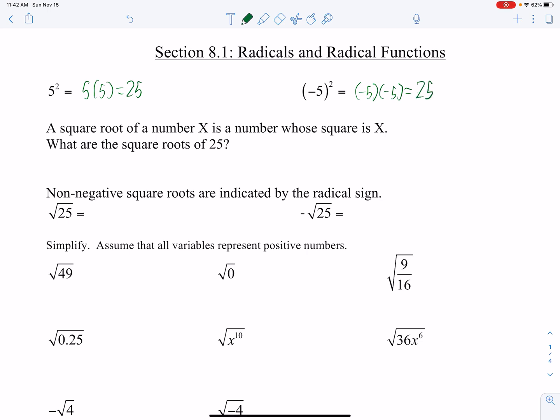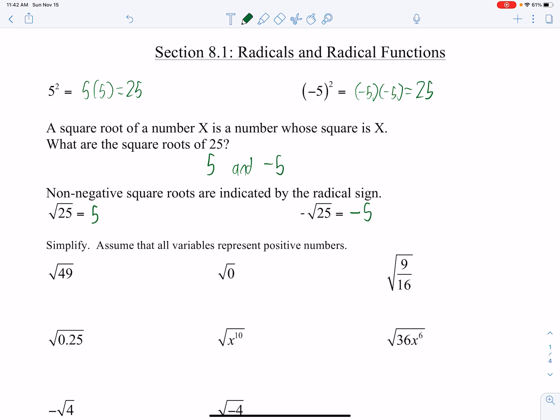So when we have this question that says, what are the square roots of 25? There's actually 2 numbers that you could multiply by themselves to get 25, which would be 5 and also negative 5. To indicate square roots that are not negative, we use the radical sign. So the square root of 25 is positive 5. To indicate if you want the negative square root, you put the negative in front of it. So negative square root of 25 would be negative 5, like so.